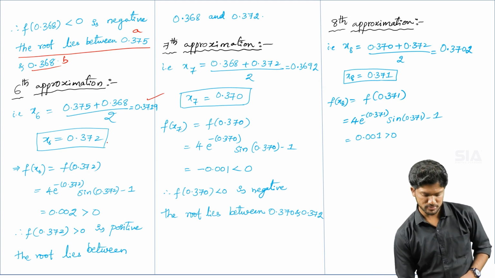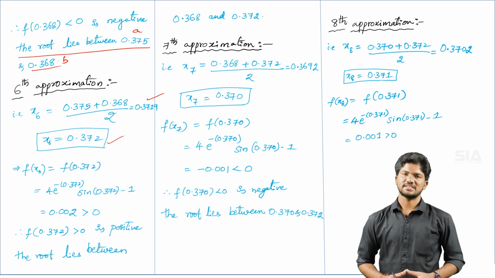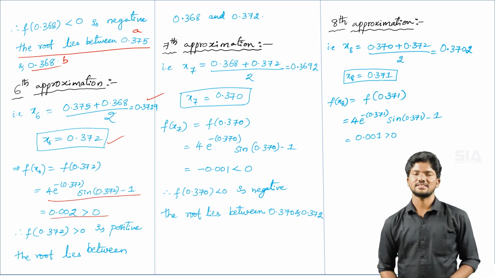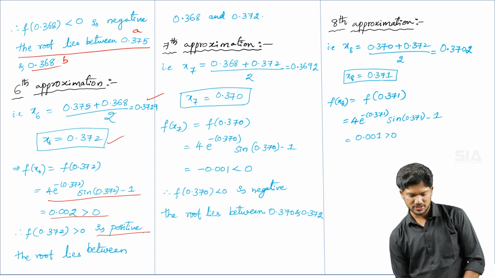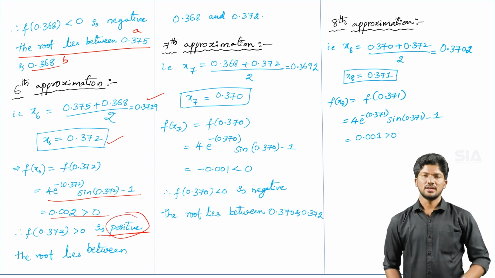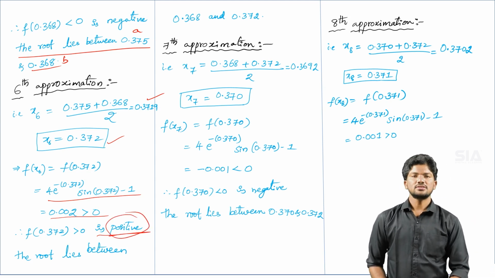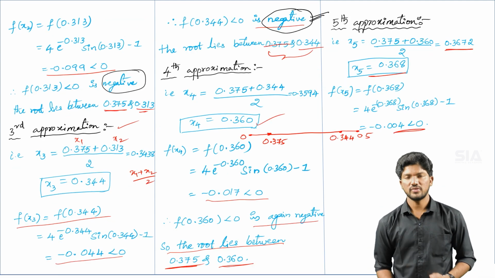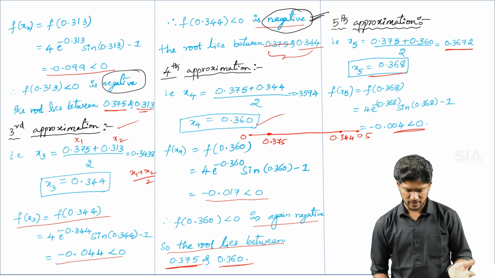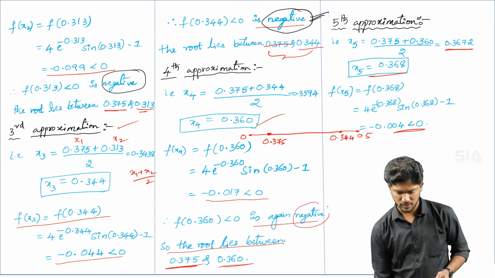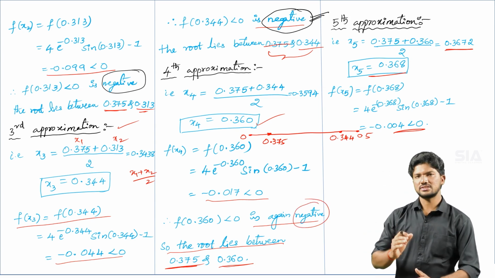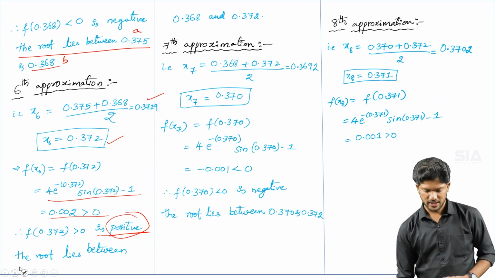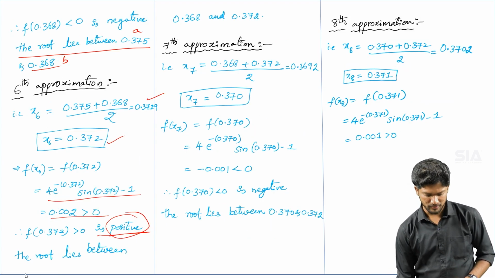So again if you take the average of those two values, it will give the sixth approximation. In the sixth approximation, x6 is equal to 0.372. If you substitute in equation number 1, you will get greater than 0. Greater than 0 means it is positive. Now you got positive. If you get the positive, now you have to search for the negative. Where is the negative? In the fourth approximation we got negative. Negative and positive came consecutively. So therefore you can make a relation, that is the seventh approximation, the average of these two values.